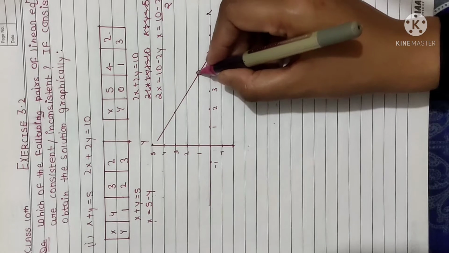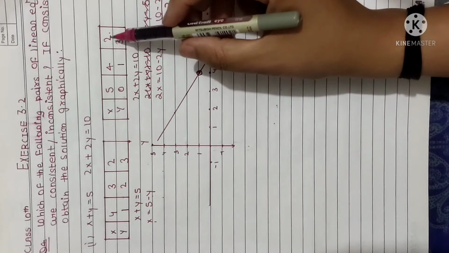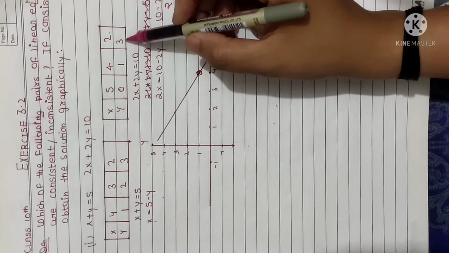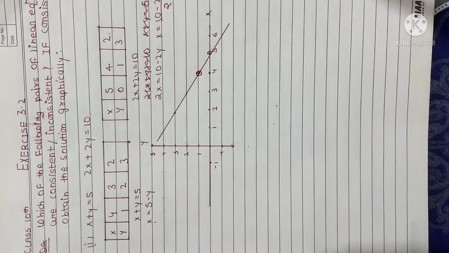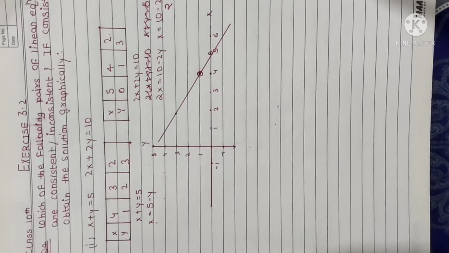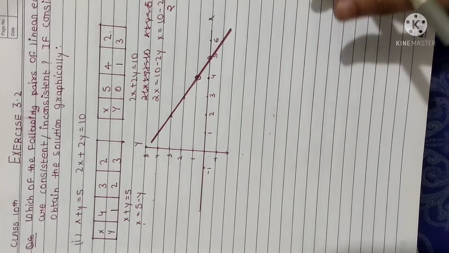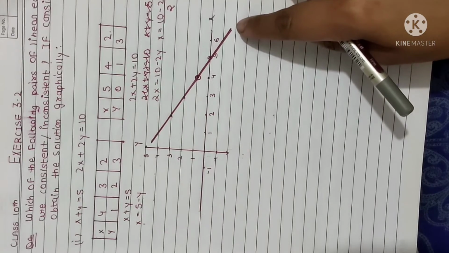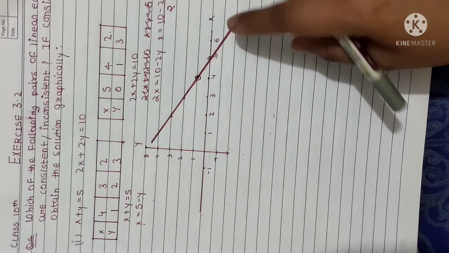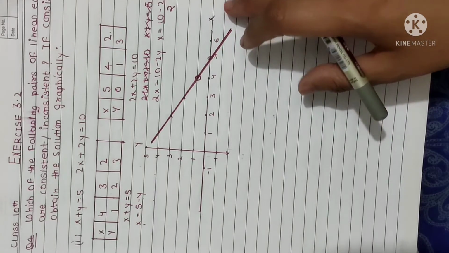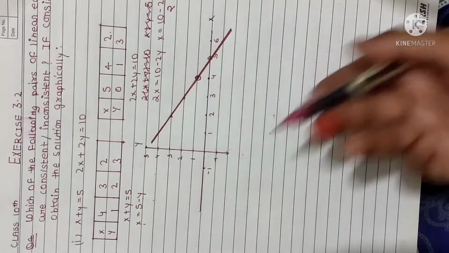Okay, same here, the same point. When x equals 2, y will be 3. So here the second line, the straight line for the second equation, will be this. It will be on the first line, because their ratios are the same.